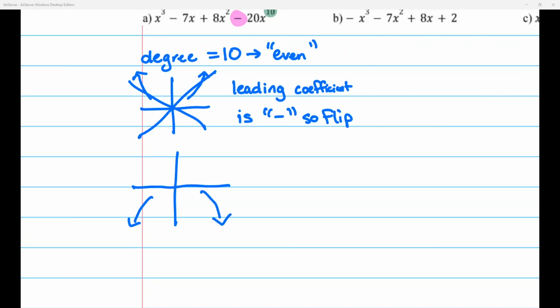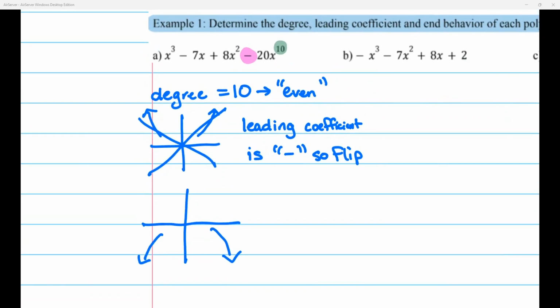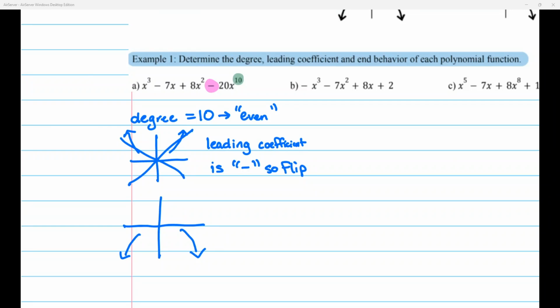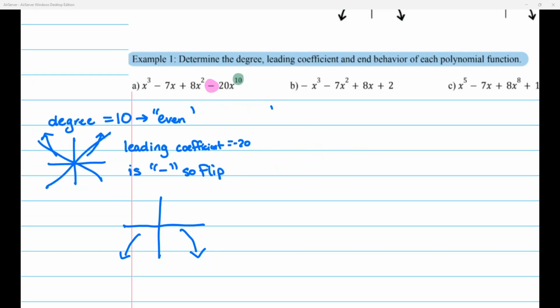Again, I don't know what's happening in the middle. I just know I have an even power, so it's going to be two going in the same direction. And because it's negative, instead of both pointing up, they're going to both point down. And some weird stuff is going to happen in the middle. But I know the end behaviors are going to do something like this, okay? All right, I think I got most of it. Yep, so the degree is 10. The leading coefficient is negative 20. I didn't write that one. I'm realizing I ran out of space. I should be a little bit more conservative with my space here.